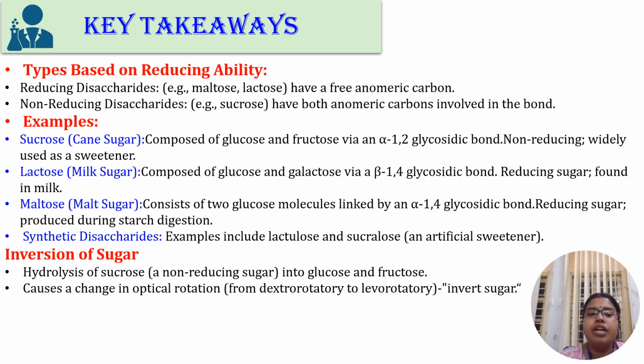The most common examples of disaccharides are sucrose, lactose and maltose. Apart from these, there are some synthetic disaccharides also, that is lactulose and sucralose. Sucralose acts as an artificial sweetener. And the most important property of disaccharides is the inversion of sugar. That means changing the optical rotation from dextro to levo or vice versa is known as the inversion of sugar. In the case of sucrose, it is normally dextrorotatory, but after hydrolysis it is converted to levorotatory in nature, forming glucose and fructose. Combined, it is known as invert sugar.